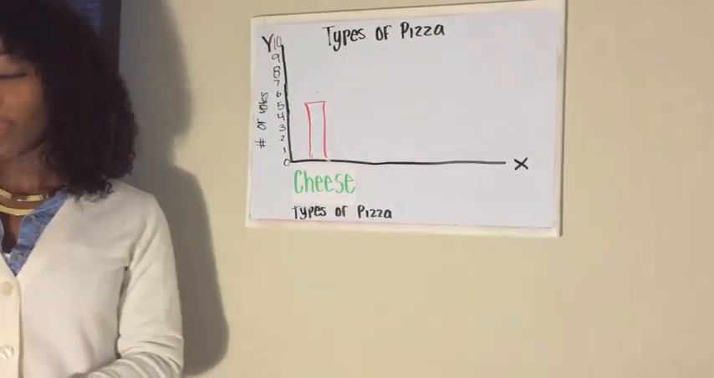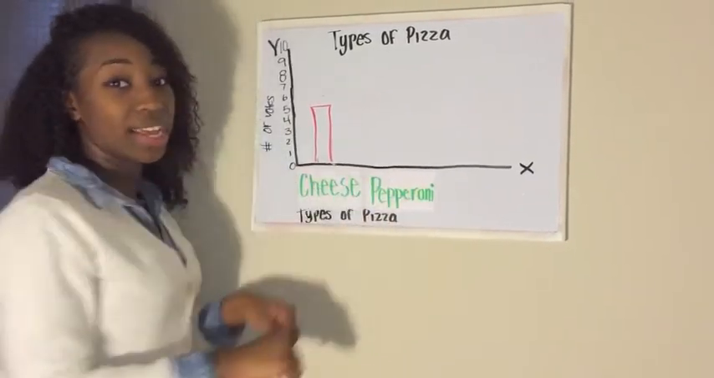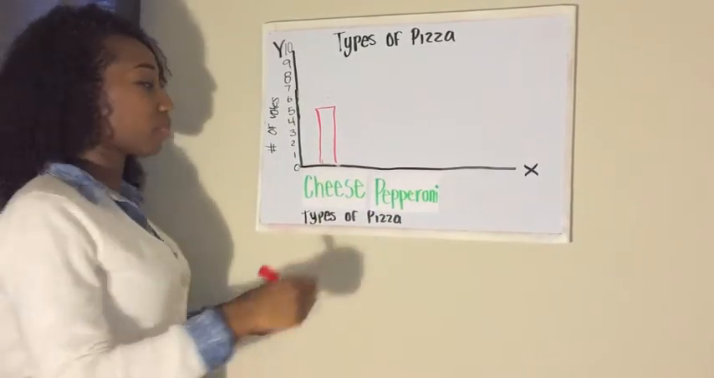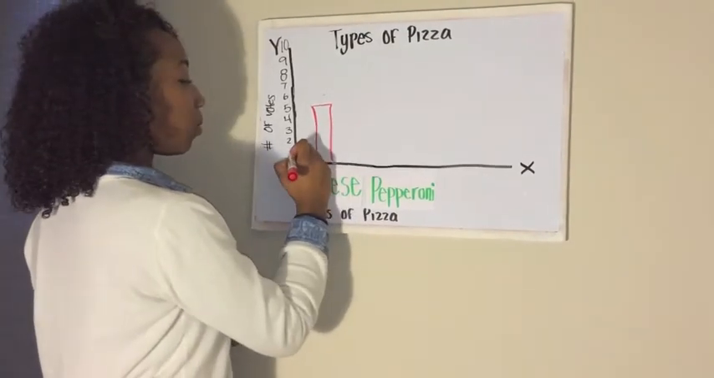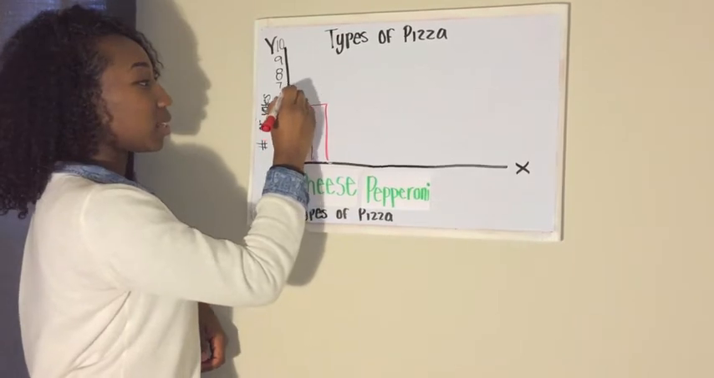Next was our pepperoni pizza, which had 7 votes on our table. 0, 1, 2, 3, 4, 5, 6, 7.